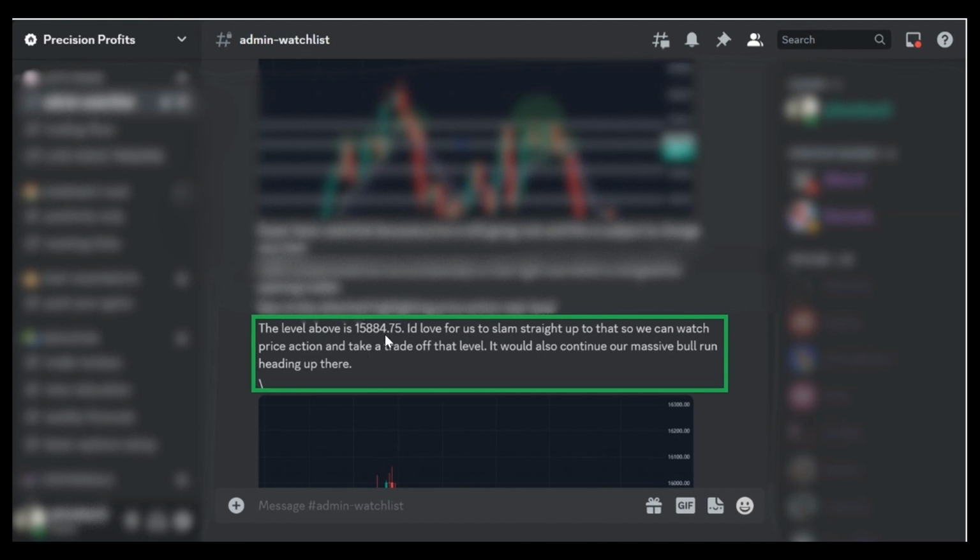One of the levels we said we were looking at is this 15,884.75 level. I said I'd love for us to slam straight up to that so we can watch price action and take a trade off that level. Wanted to see price come up to it, see how it reacted, if it consolidated, if it broke through, or what it did, and take a trade off that. I will show you how we got that level, of course.